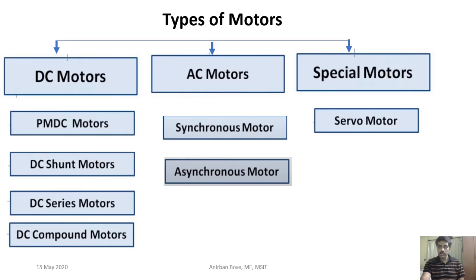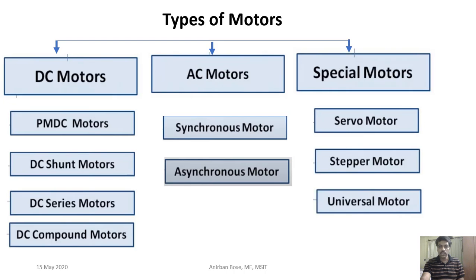In the category of special motors, there are servo motors, stepper motors, universal motor, and BLDC motor. BLDC means brushless DC motors. Now let us see one by one all these different kinds of motors. So first we'll start with the DC motors category.